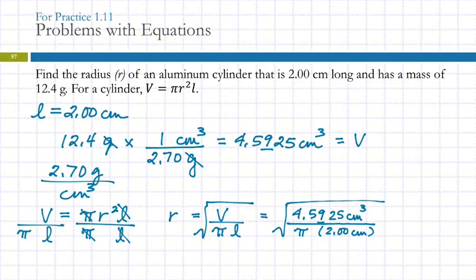What happens with the units here? What's centimeters cubed divided by centimeters? Centimeters squared. And then when I take the square root of centimeters squared, I get centimeters, which is a unit of length, which would be appropriate for a radius.